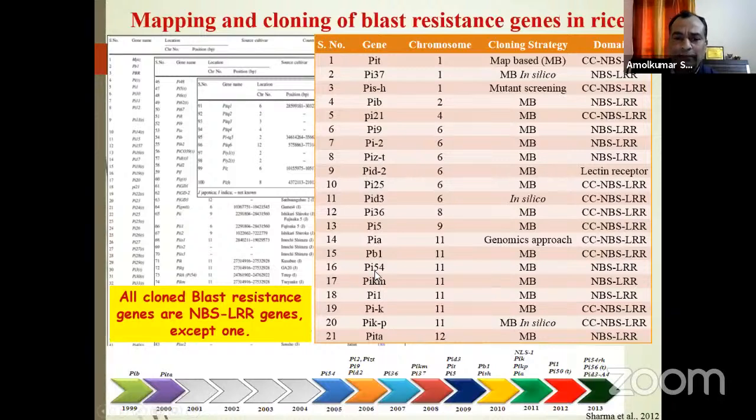Out of this, there is the PI54 gene, which was cloned and characterized in our own lab by Dr. T.R. Sharma, who is now DDG Crop Science. But if we see here, out of all these 21 genes, except one gene, all are NBS-LRR genes. So there is importance of NBS-LRR genes in blast resistance.